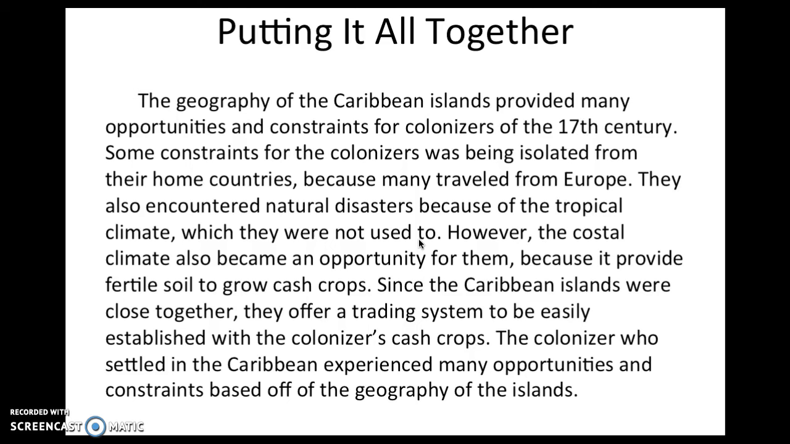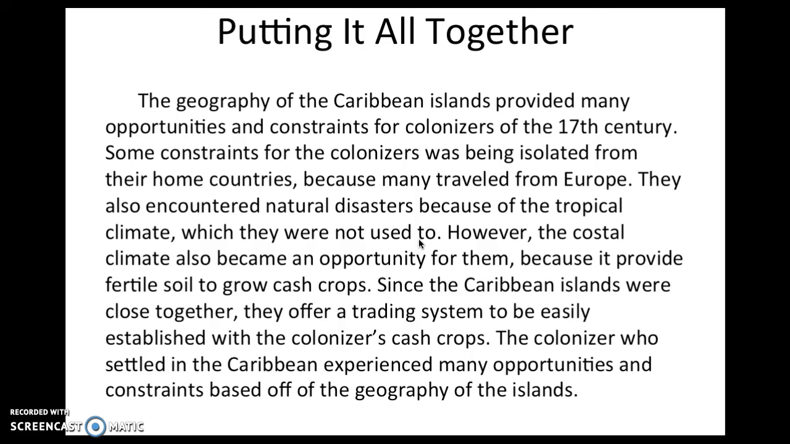So, putting it all together to make a delicious hamburger, I indented my introduction sentence. So it reads, the geography of the Caribbean islands provided many opportunities and constraints for colonizers of the 17th century. Some constraints of the colonizers were being isolated from their home countries because many traveled from Europe. They also encountered natural disasters because of the tropical climate, which they were not used to. However, the coastal climate became an opportunity for them because it provided fertile soil to grow cash crops.